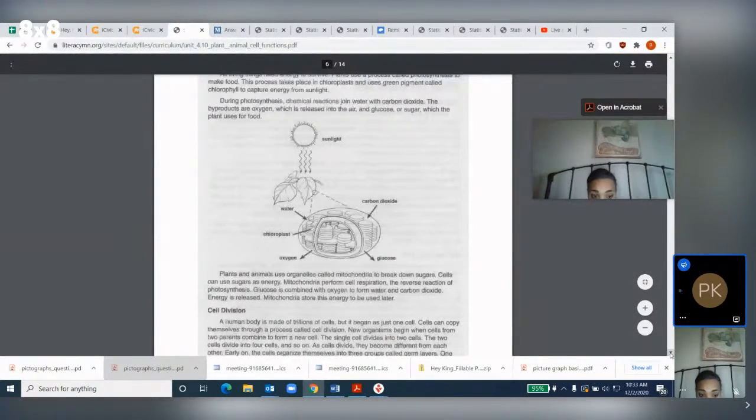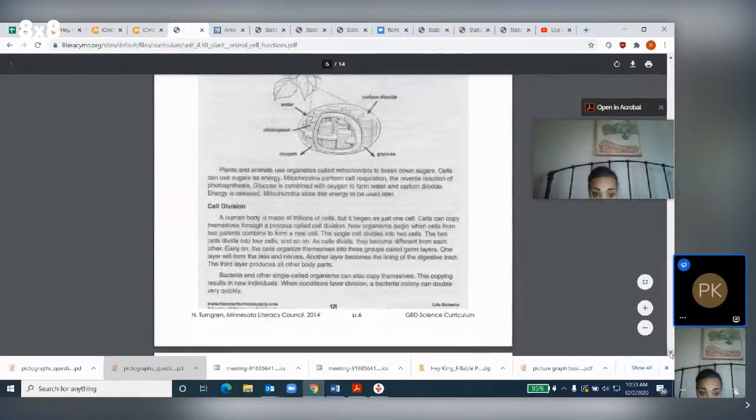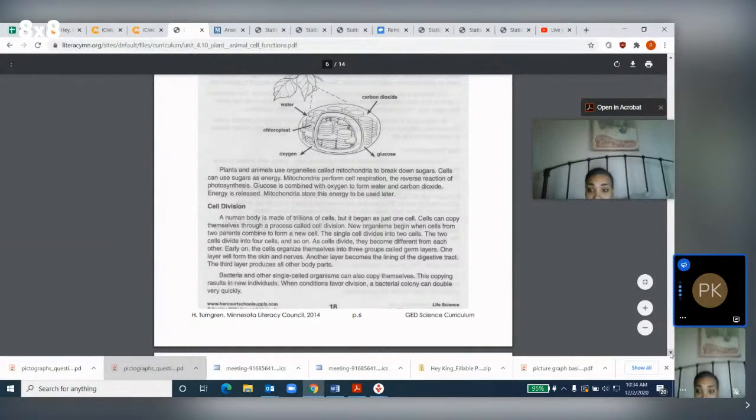Okay. So cell division. The human body is made up of trillions of cells, but it began with just one cell. Cells can copy themselves through a process called cell division. It says new organisms begin when cells from two parents combine to form a new cell. The single cell divides into two cells, the two cells divide into four cells, and so on. As cells divide, they become different from each other.